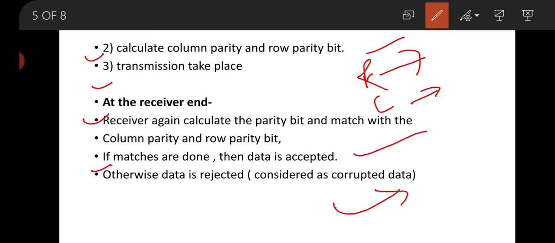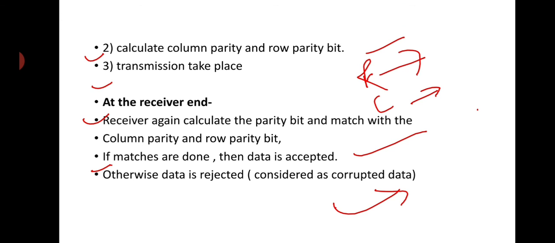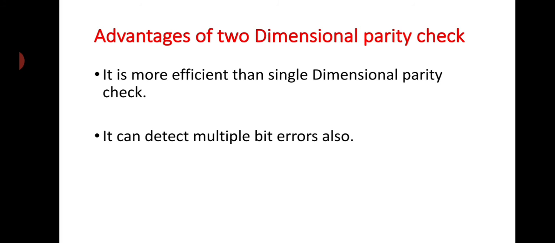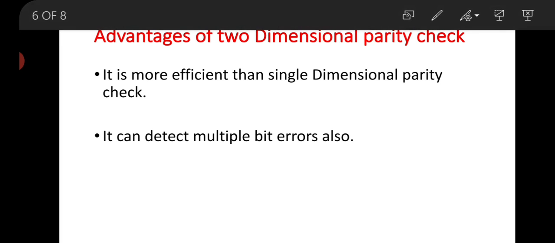Now, this is all about two-dimensional parity check. What are the advantages of two-dimensional parity check? First, it is more efficient than single-dimensional parity check. That means it can give the correct result in comparison to the single bit parity check. It can detect multiple bit errors also, and it can detect more than one bit error.